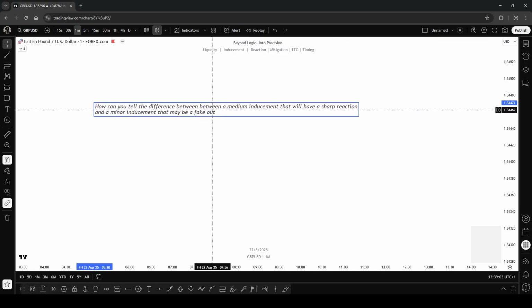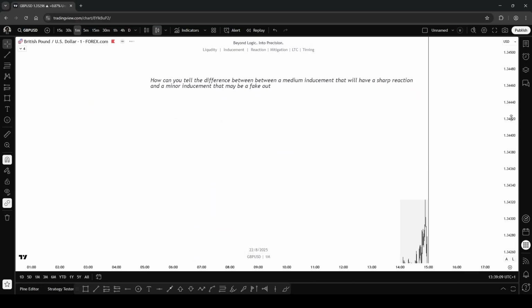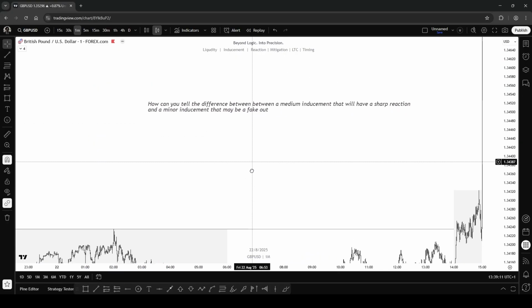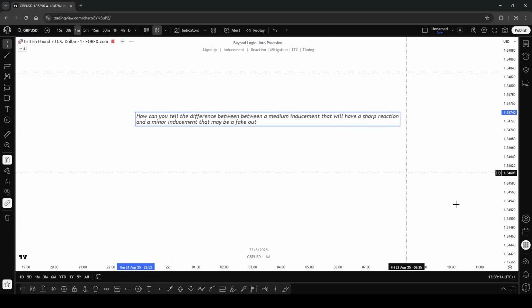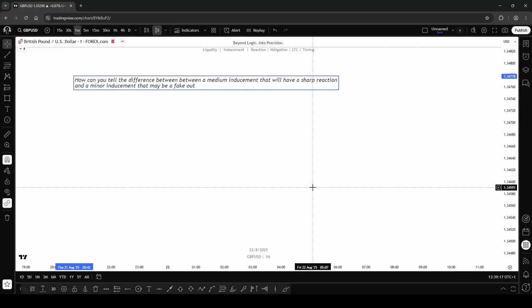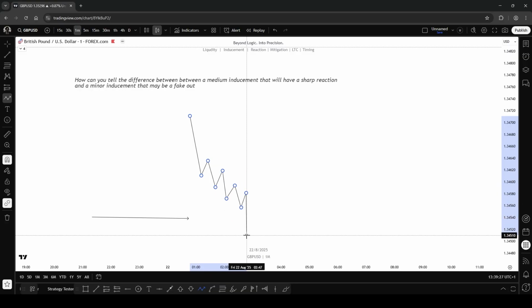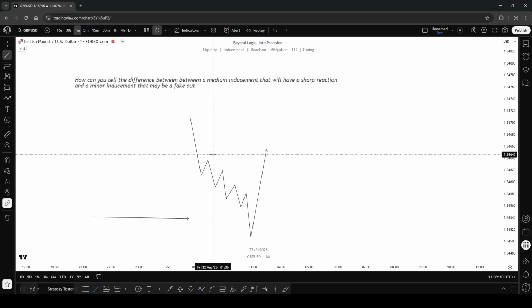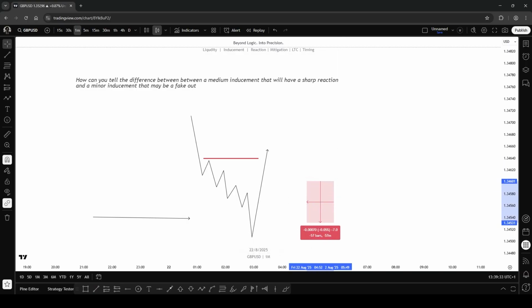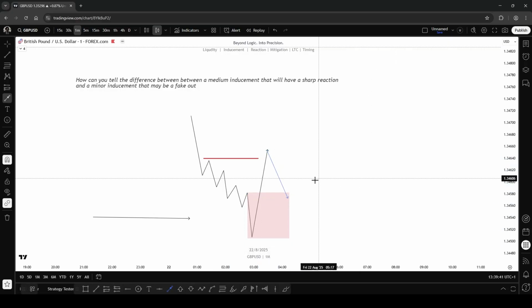So, the difference between a medium inducement that will have a sharp reaction and a minor inducement that may be a fake out, right? Both are inducements, but depending on the scenario, both are going to have a different purpose. So let's say that we take a sort of medium inducement to the low side, right? So we are coming something like this. And then we have this minor inducement. This minor inducement had the purpose that as a reaction of this liquidity being taken, price is going to go back and mitigate the valid possible zone to continue higher, right?